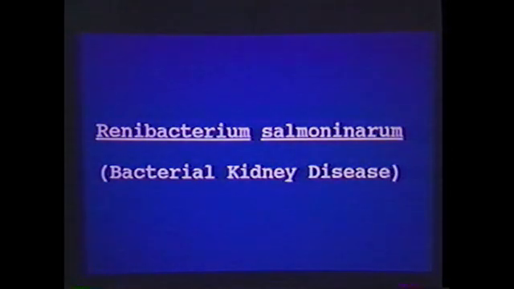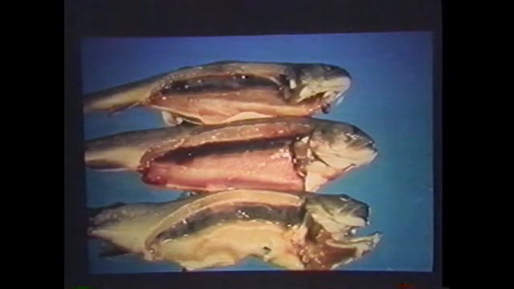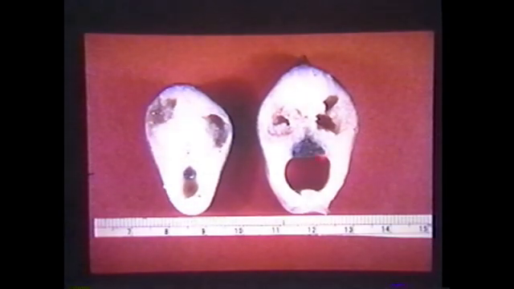Renibacterium salmoninarum, or bacterial kidney disease, is a serious bacterial disease of the salmonid industry. This disease is characterized by prominent areas of necrosis and inflammation, particularly granulomatous inflammation, involving the kidney of salmonids, particularly rainbow trout, brown trout and brook trout. Here what we see are white spots in the kidney. You can see a very large area here of infection. And if you look a little bit better, you can see these little spots right here in the kidney involved in this section.